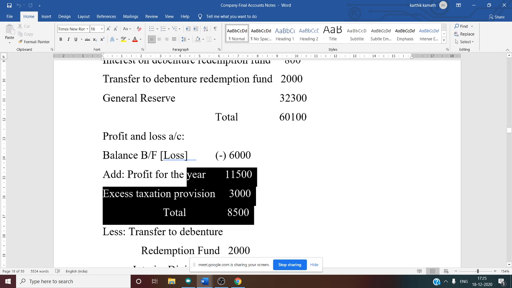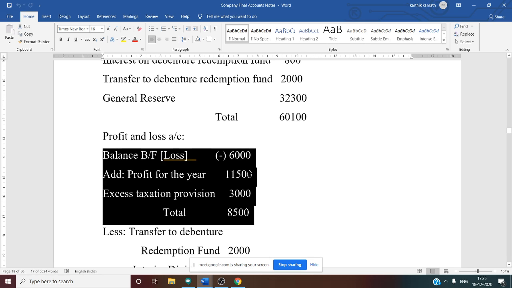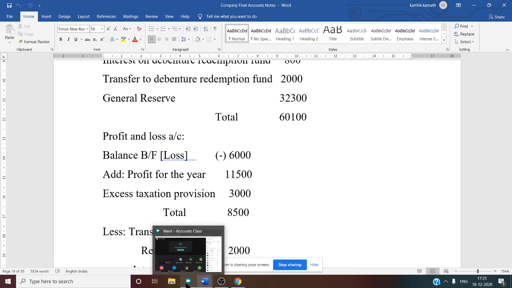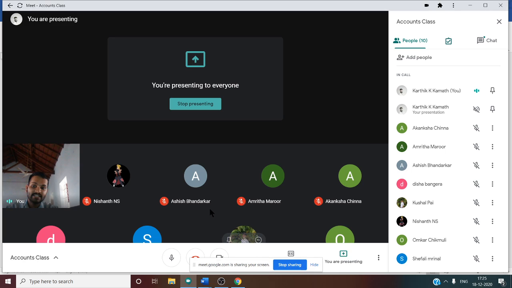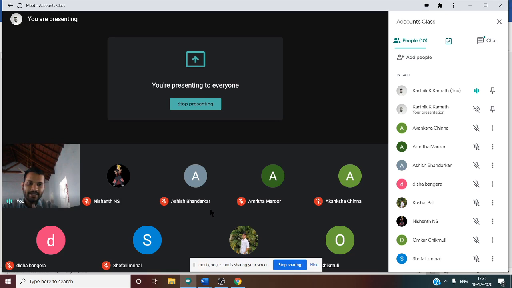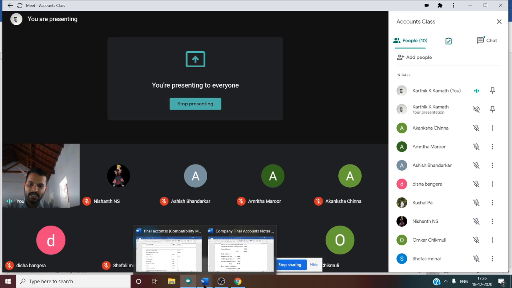Now we have to find one total. That total will be minus 6,000 plus 11,500 plus 3,000. Total 8,500. Then from profit and loss account there are certain transfers made. One is a transfer to a debenture redemption fund, that is given in the adjustment, that is made. And one more thing, interim dividend is also paid from the profit. Because it is not given, we'll assume that it is paid from the profit. Why? Because otherwise from where is the company going to get the amount to pay the dividend to the shareholder. That is why now two types of deduction we have to make from this balance.